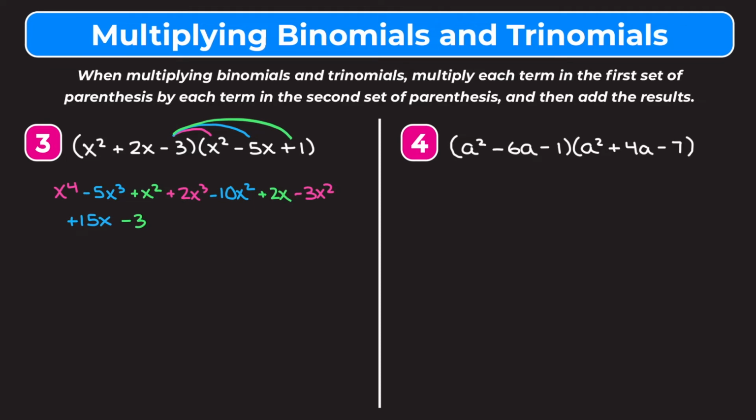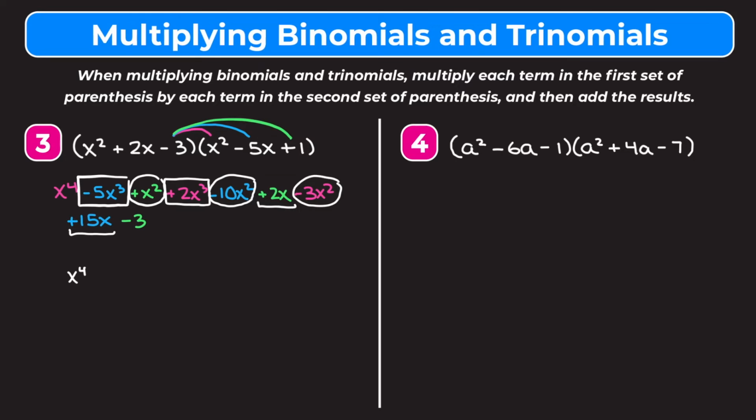And now we're going to have to go through and combine like terms. So I'm going to box and circle the like terms in a similar way. So we have this negative 5x cubed and this positive 2x cubed. So those are like terms. We have a negative 10x squared, we have a plus x squared, and we have a minus 3x squared. Those are like terms. And then we have this plus 2x and this plus 15x that are like terms. So the x to the fourth and the minus 3 can't be combined with anything because they don't have any other like terms. So we're going to keep the x to the fourth as it is.